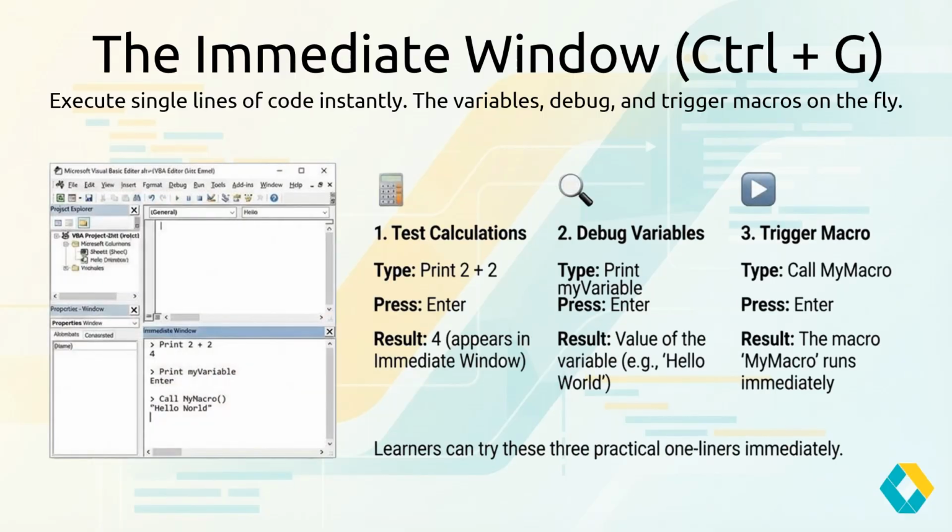Immediate window, Ctrl plus G. Used to run single-line VBA commands instantly without creating a macro. Key uses: test quick calculations, print 2 plus 2, check variable values during debugging, run macros instantly using Call macro name. Why important? Saves time, helps debugging, and allows fast testing while coding.